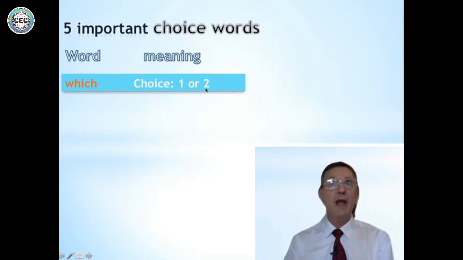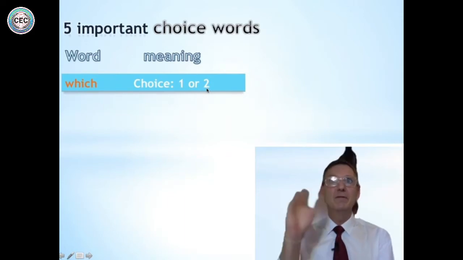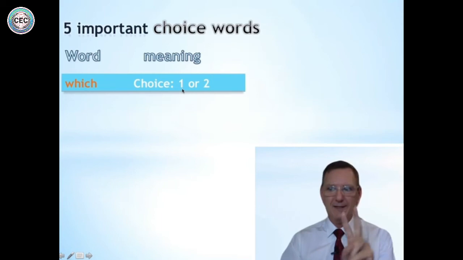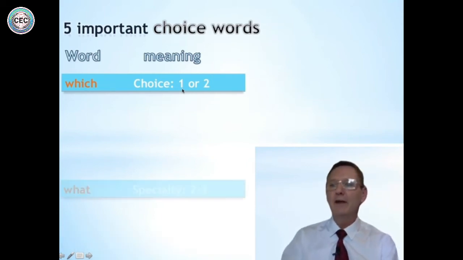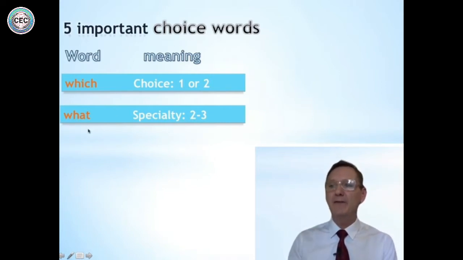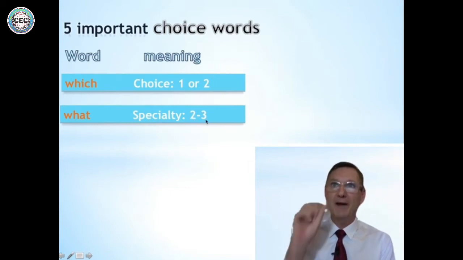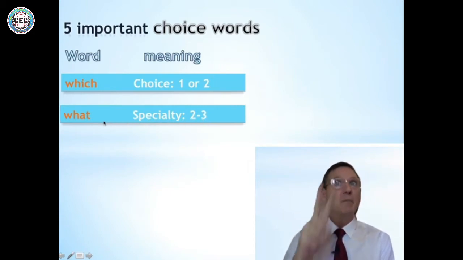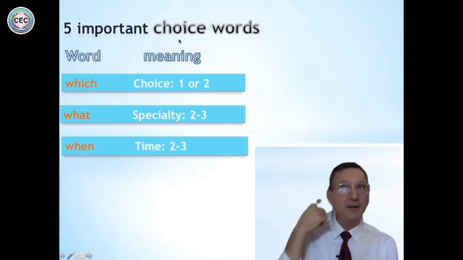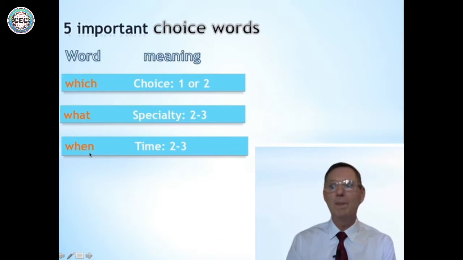like, which hand did they write with? Right hand or left hand? Which? Choice between 2 things. Next is what. There are many different varieties of what questions, but most of them on the IELTS ask you to understand something specifically between 2 or 3 different things. When you can identify that it's a what question, then you know what to listen for.